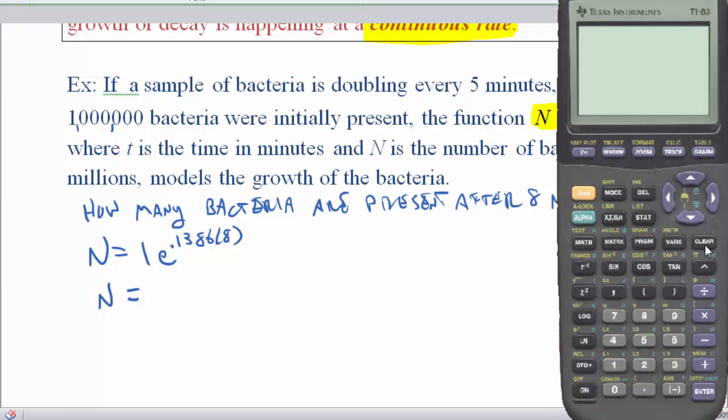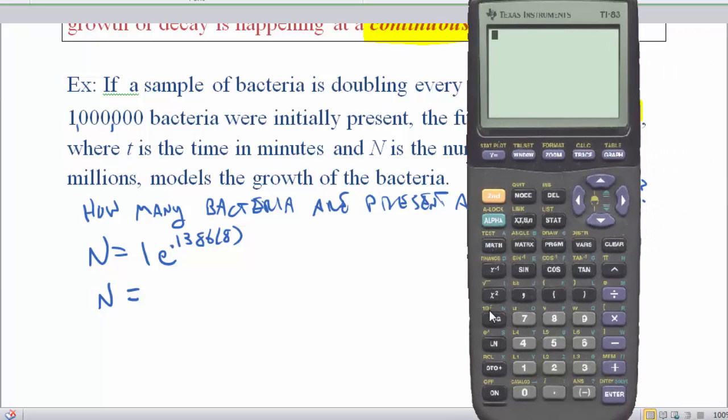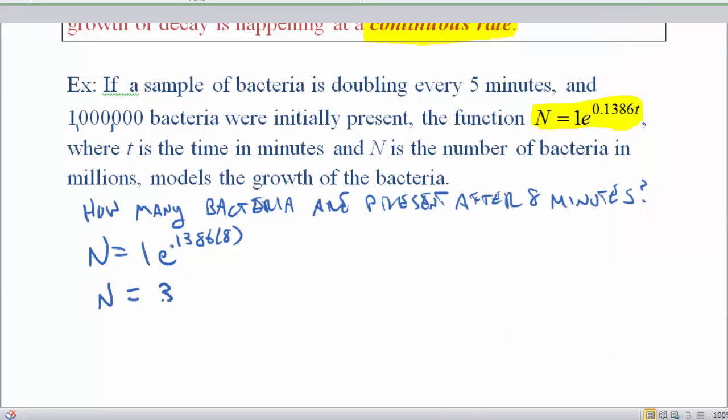And the nice thing about the calculator is, since e is a very popular number used quite often, if you look down above the ln button, if you hit second ln, it does e caret parenthesis for you. So all you got to do is put 0.1386 times 8. So this is e to the 0.1386 times 8, which would be 3.03, let's say. So n is approximately 3.03 million bacteria, right? Because this was measured in millions.